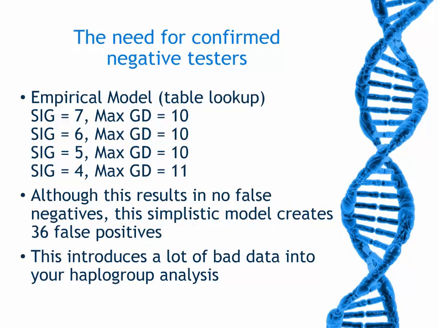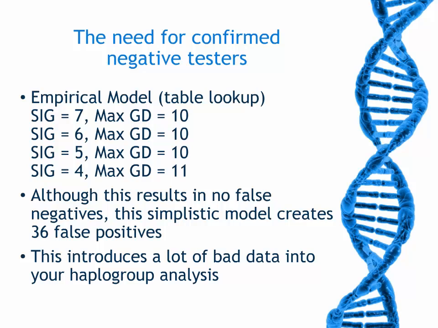This section is to show why you want to do a prediction model versus a table lookup empirical model. Above is the actual empirical model for our L193. And everybody who tests at these signature matches with that kind of distance or less will test positive. This has 0% false negatives because it catches everybody, since it's based on positive testers.